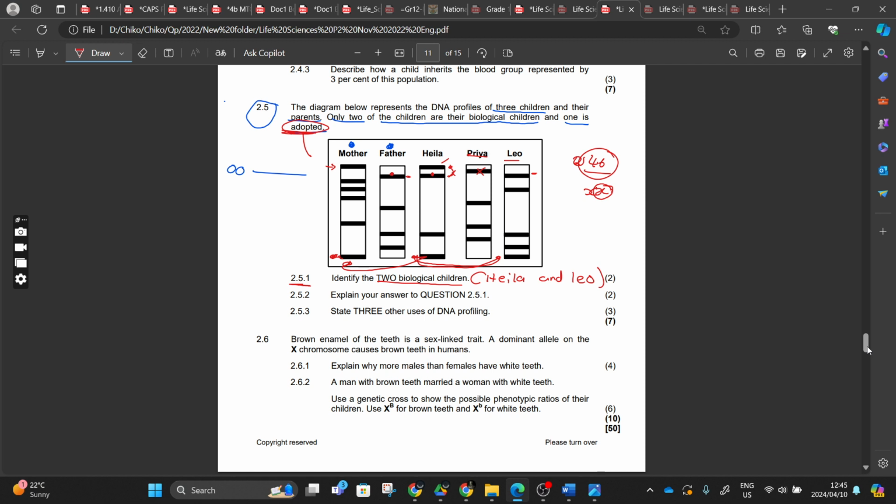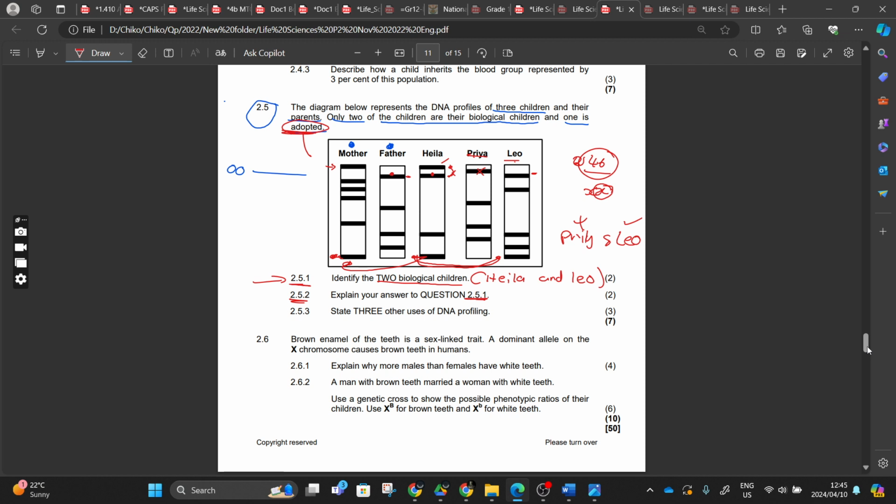So we can identify the adopted child. Priya was going to be the answer. Then 2.5.2, explain your answer to question 2.5.1. So if you didn't guess this, maybe you can come and say Hela and Priya, or say Priya and Leo. Because you have one of the names, they can give one answer to one name. So if you wrote Priya and Leo, and we want one answer, this one will be wrong and Leo will be right. So if you got both of them, it means that you studied this.